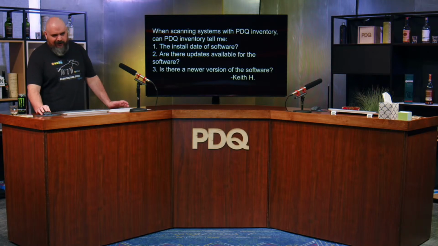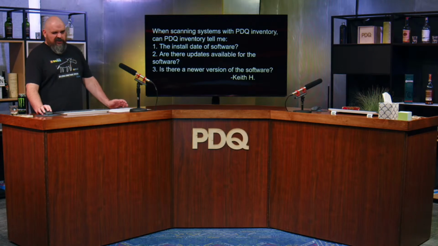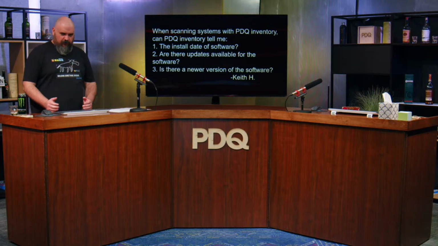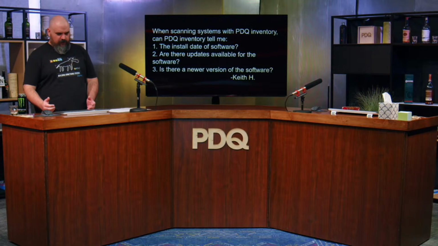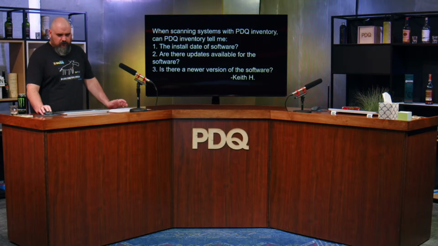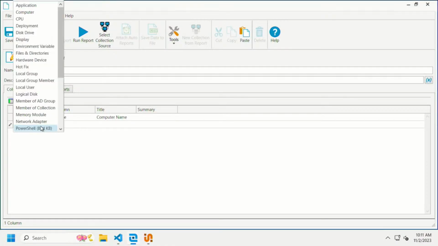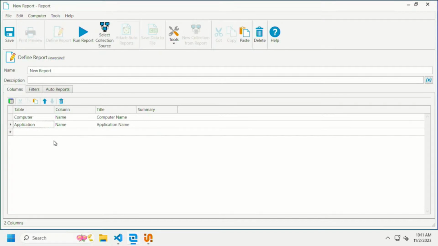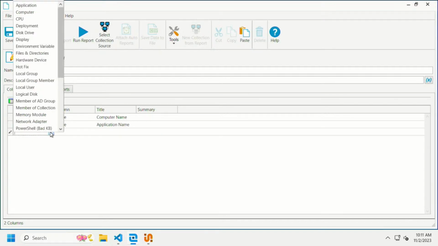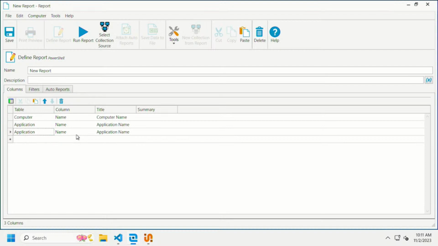So the first one, install date, that is something that we grab by default. It's actually in the table. A collection wouldn't be great unless you're looking for software that was installed before or after a certain date when you want to get particular. That's more for a report. But if we do a new basic report, we want the computer name, the application name, and then the application install date.